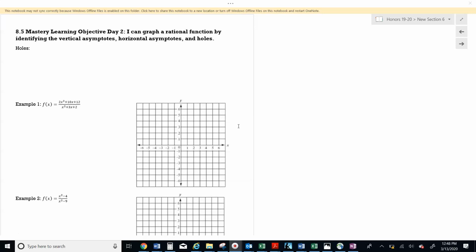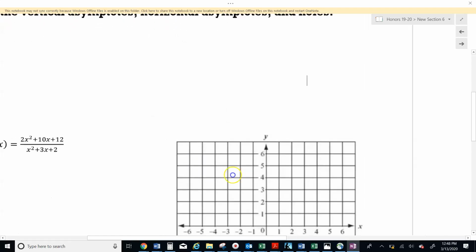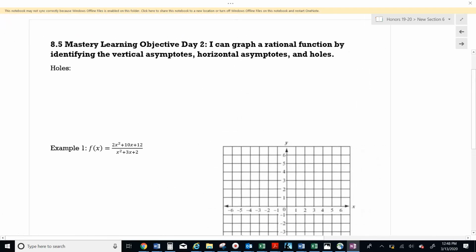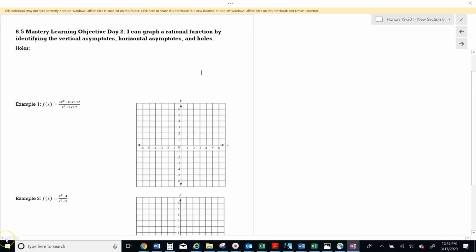So for example, our vertical asymptotes are discontinuities because our domain stops at them. So holes is another place where it might stop our domain. So what is a hole? Or how do we find it?